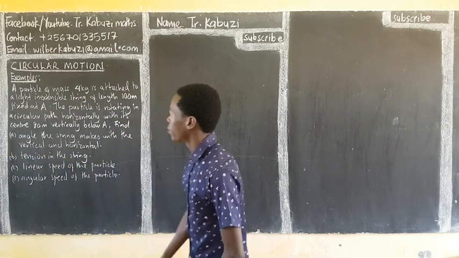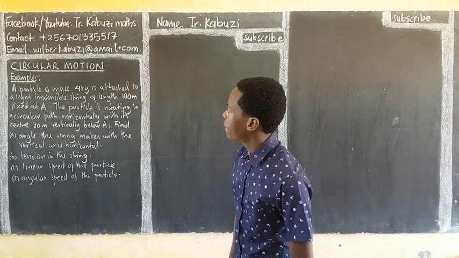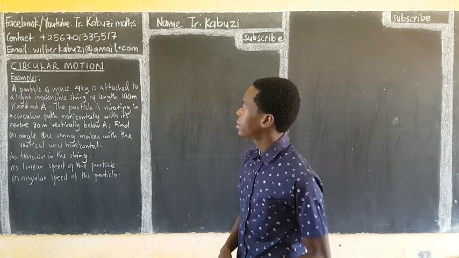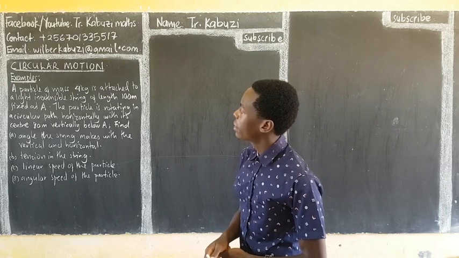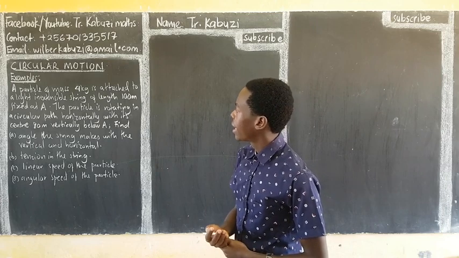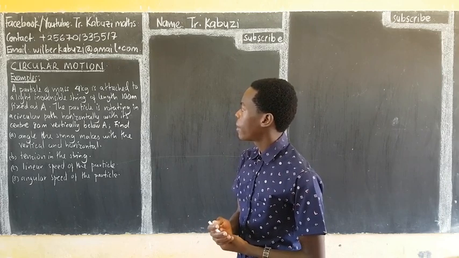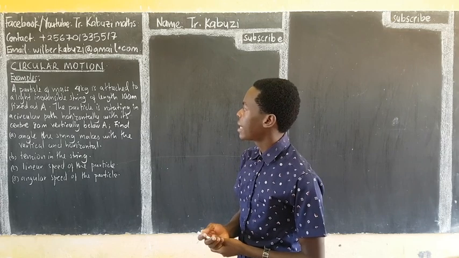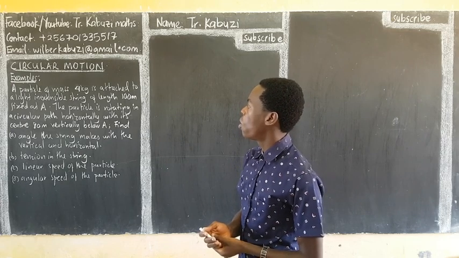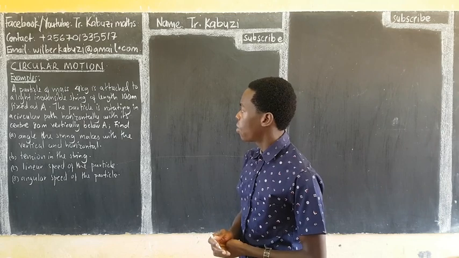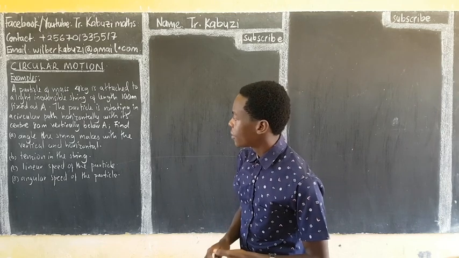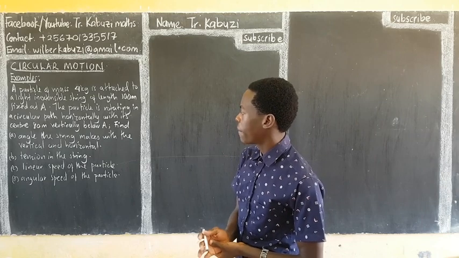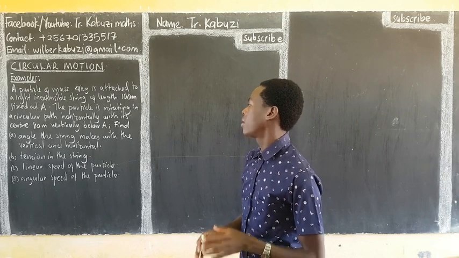Okay, let us see this question. It says a particle of mass 4 kilograms is attached to a light inextensible string of length 100 meters fixed at A. The particle is rotating in a circular path horizontally with its center 80 meters vertically below A. Find the angle the string makes with the vertical and horizontal, then the tension in the string, linear speed of the particle, and then the angular speed of the particle.